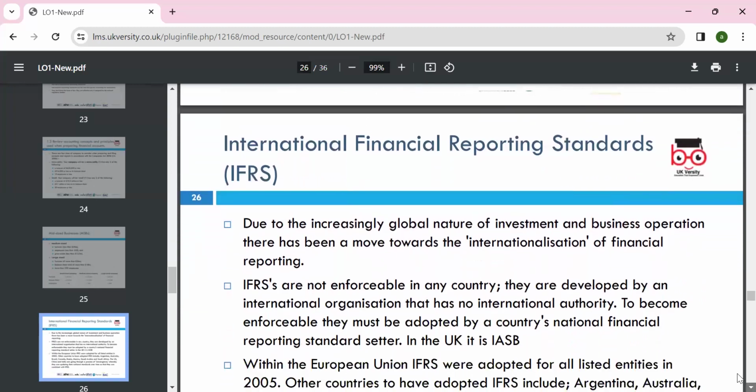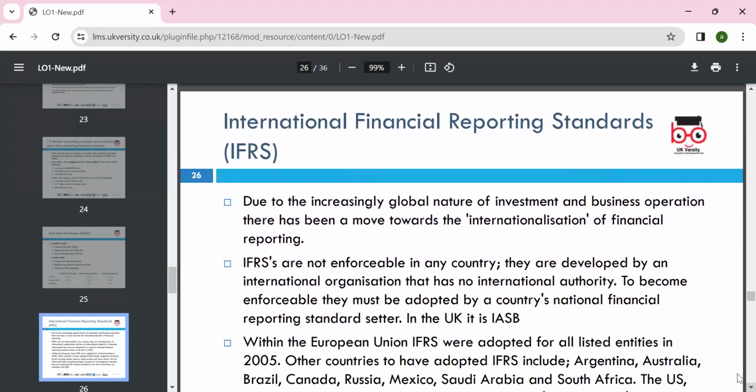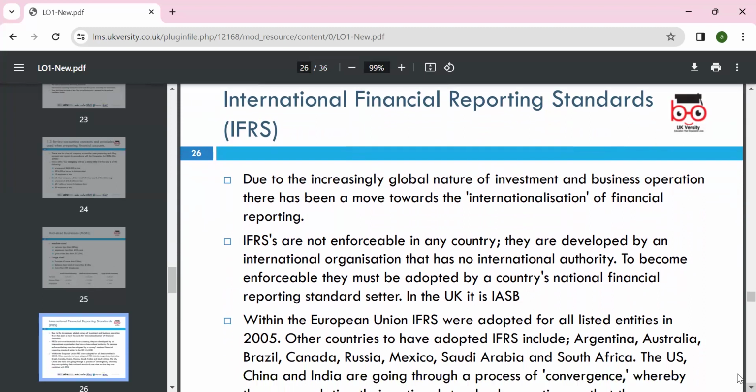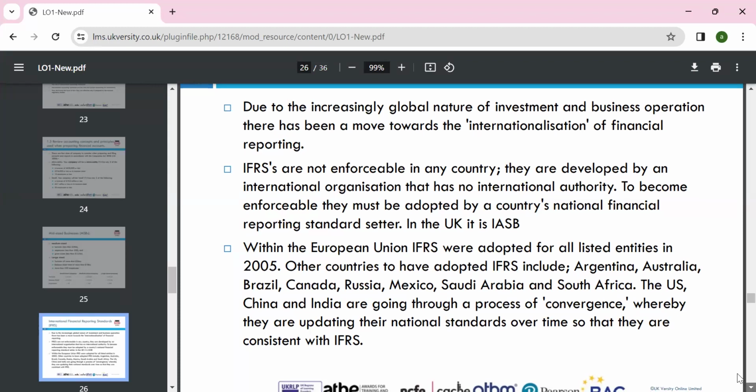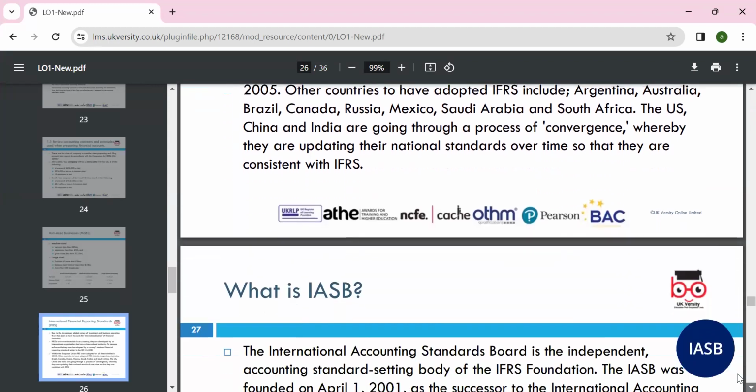International financial reporting, due to the increasing global nature of the investment in the business operations, we can look around internationalization, and we need to follow the international accounting standard, international financial reporting standard if we are within the EU and all, because the companies, like think about Unilever, think about Procter and Gamble, think about Next, think about Nestle, these are the companies, they are following these standards.